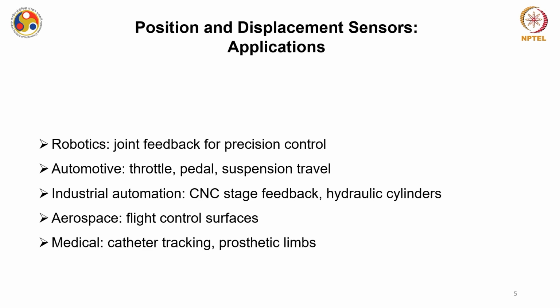Position and displacement sensors are very relevant in various applications, including robotics, where joint feedback is required for precision control. In automotive, for throttle, pedal, and suspension travel, you require this kind of displacement sensor. For industrial automation, it is very much required. For aerospace, where you require a lot of flight control, this kind of displacement sensing is required. And for medical applications, there are a number of uses, including prosthetic limbs.